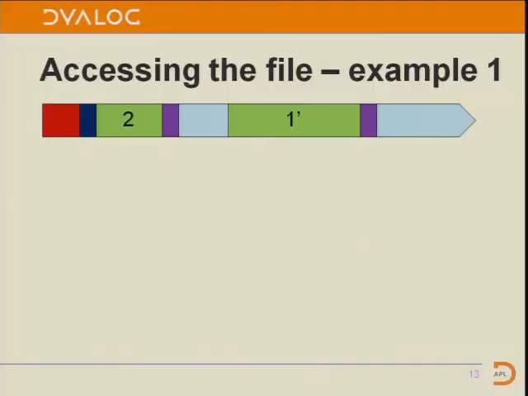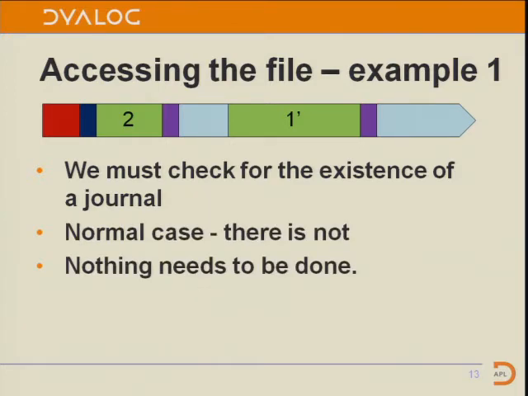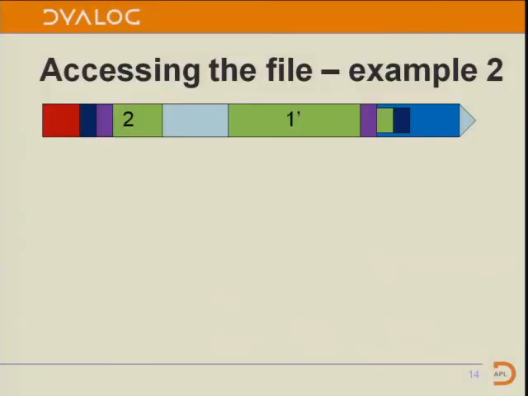Now, the advantage of that will be obvious when we look at what happens when we access a journaled file. In all cases, we must check the existence of the journal. And in this case, the previous update completed successfully. So there's no journal there. So we just carry on accessing the file as we would have done.